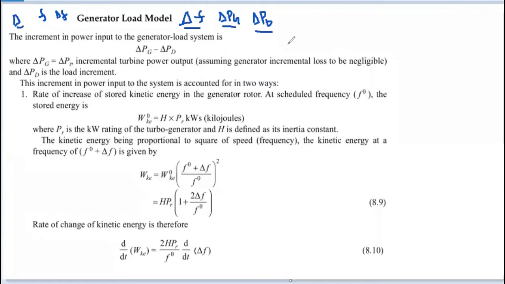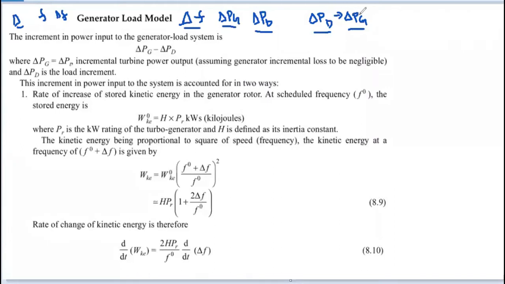If we correlate all this, if there is a change in the load demand, that is a delta PD. If there is a change in the load demand delta PD, in order to meet this delta PD, you have to increase the generation from the power plant. Let it be delta PG. So in order to meet the increment in the load, we have to increase the generation from the power plant. So it is a delta PG.